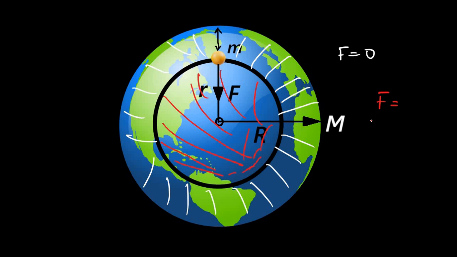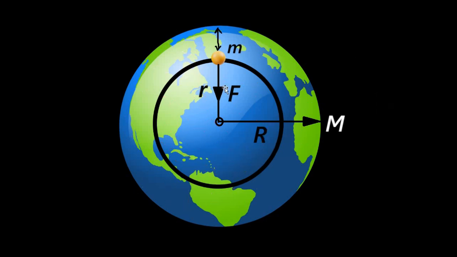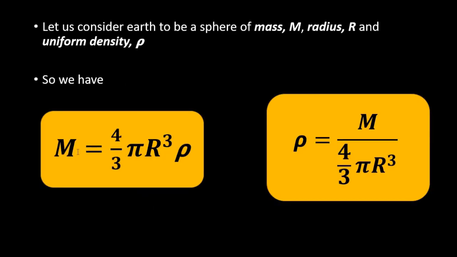Force will be exerted on the point mass only because of this red portion which is interior to the point mass. So let's say we have to find out the mass of this inner region. We are considering Earth to be a solid sphere of a certain density and certain mass. It has a radius capital R. So the mass of Earth will be equal to the volume of Earth, that is 4 by 3 pi R cube, the volume of the sphere, multiplied with the density of Earth.